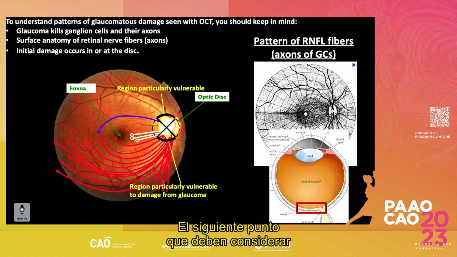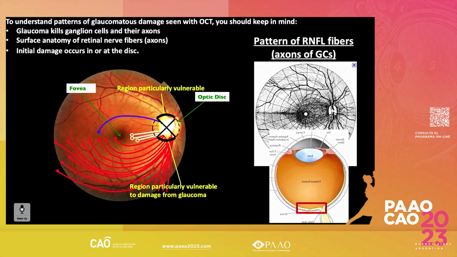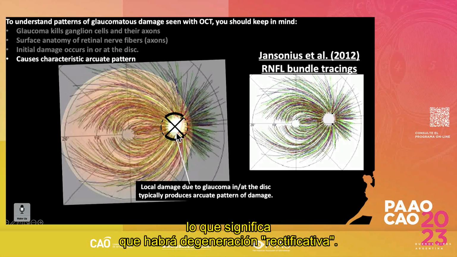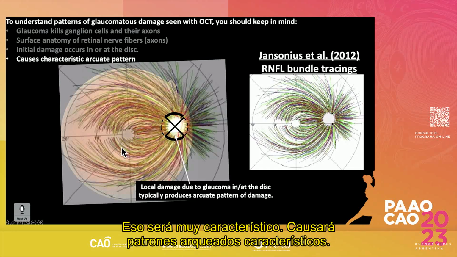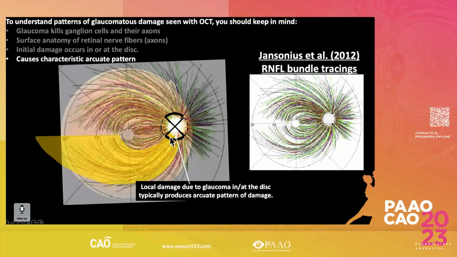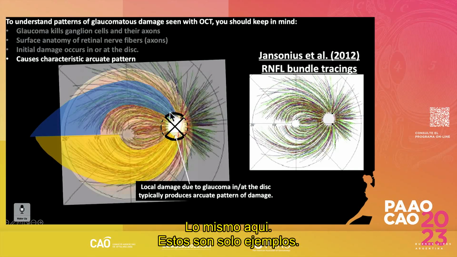The next point you have to keep in mind is that damage occurs in and at the disc. So damage is occurring either at the edge here or more likely in the disc, which means that you're going to get retrograde degeneration that's going to be very characteristic. It's going to cause characteristic arcuate patterns. So for example, damage anywhere in this yellow region will give you an arcuate kind of defect here. Same thing here. These are just examples. Any place in here, arcuate. And here's a local one.